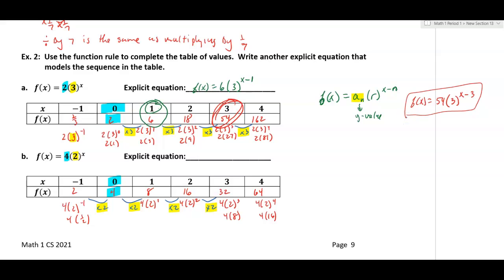So when I look at the second one, if I use this ordered pair, I'm going to say f of x equals, what is the y value? 8 times, what's my common ratio? 2 to the x minus, what x coordinate did I start with? 1. And if I had to write one more, if I use this ordered pair, the explicit rule I would use for that is 64 times 2 to the x minus 4. I'm starting with the x value, and the output for that is 64. Okay?